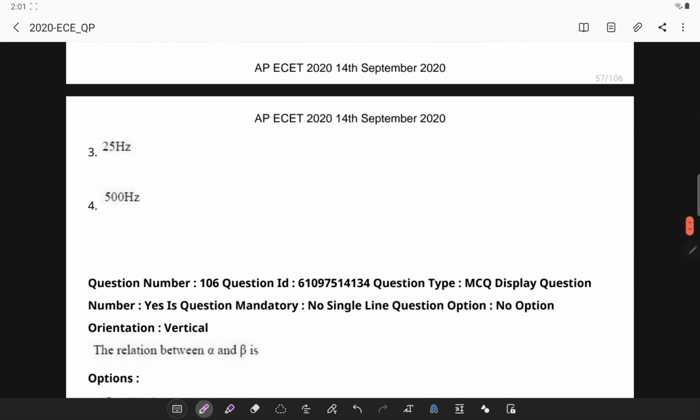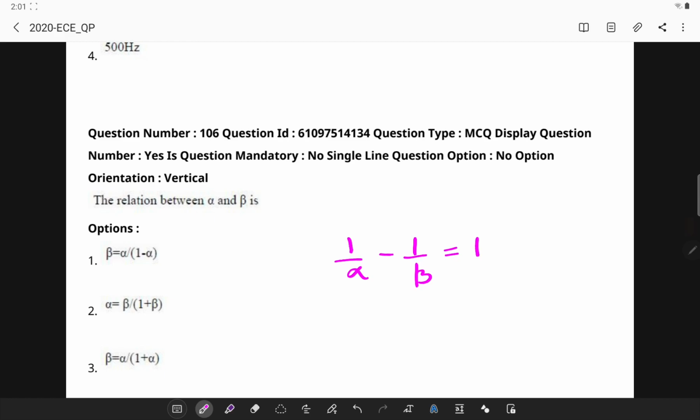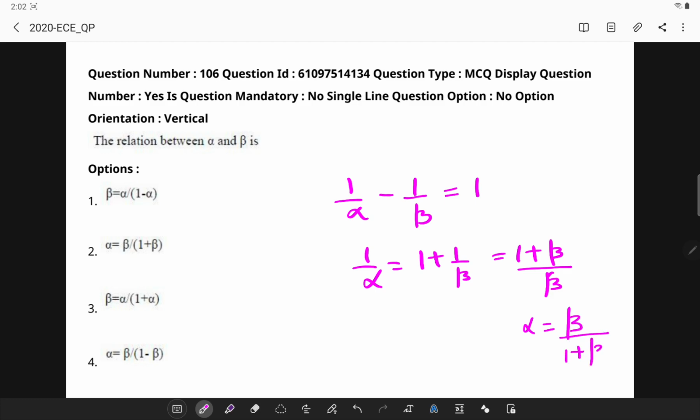Next, the relationship between alpha and beta. We can simply remember the formula 1 by alpha minus 1 by beta is 1, and based on what exactly is the question, you can simply write it. So you can write 1 by alpha is equal to 1 plus 1 by beta, or (1 plus beta) by beta, or I can simply write alpha is beta by (1 plus beta). So this is my answer.